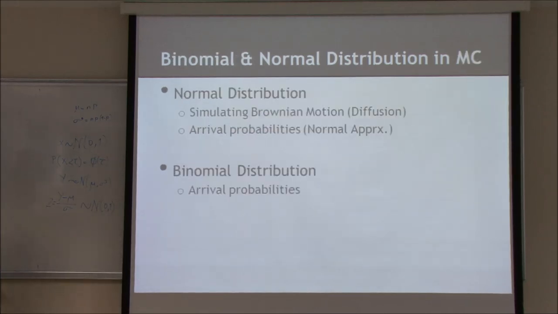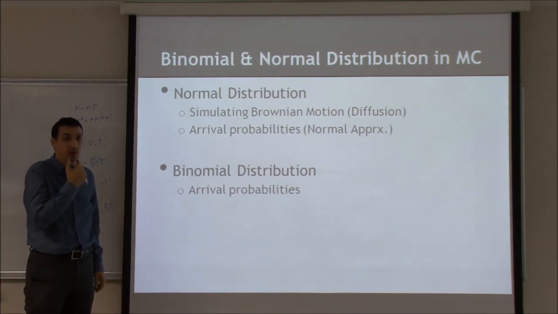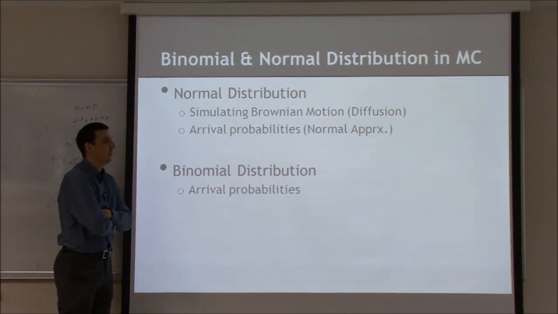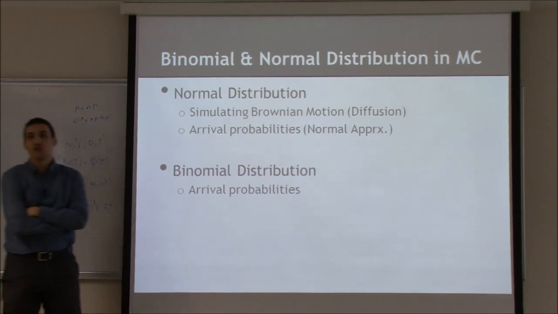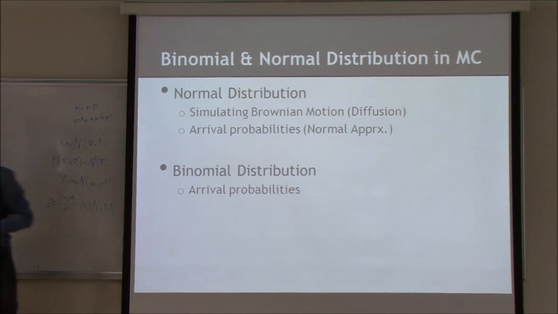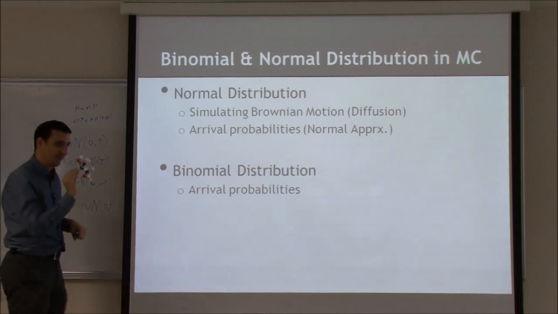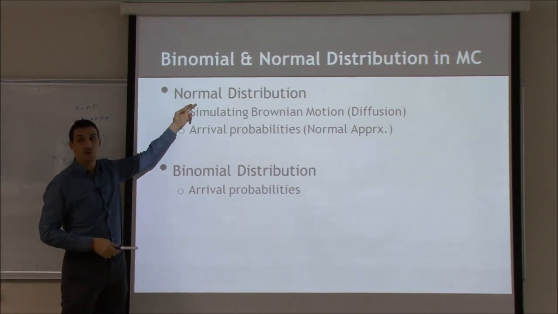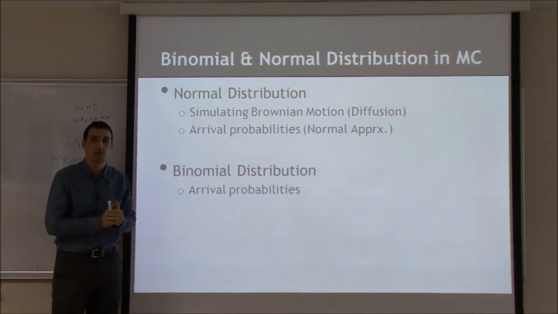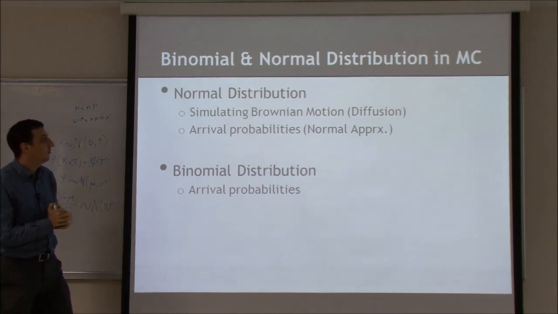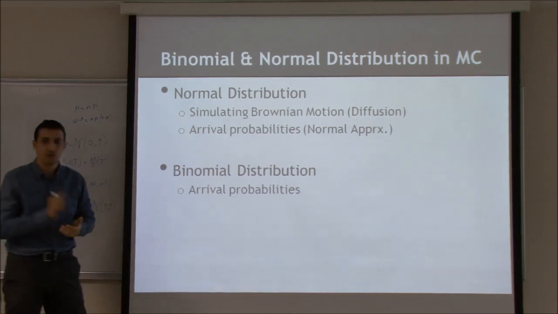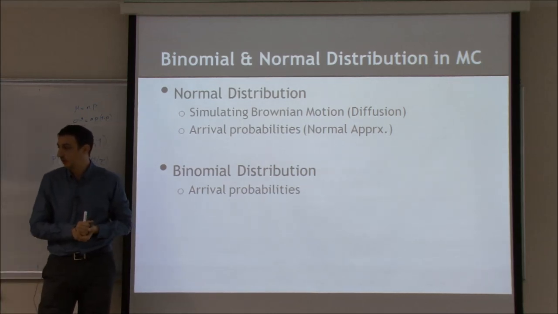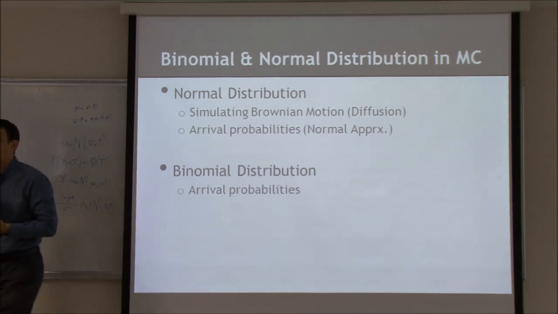And now, where will we use these distributions in molecular communication? We will use normal distributed random numbers while simulating Brownian motion, the diffusion process. We will release some molecules and they will diffuse in the environment according to this distribution with the parameters evaluated according to the environment. So we use normal distribution while simulating Brownian motion for the diffusion process, and we will use normal distributions for arrival probabilities, for evaluating the probability of hitting the other cell, the other nanomachine.